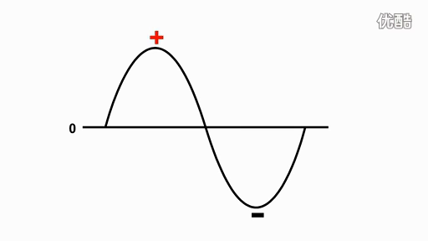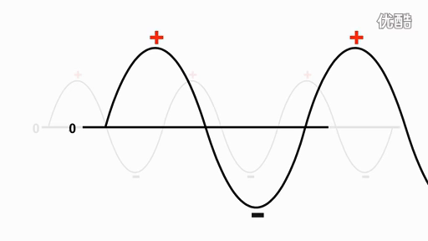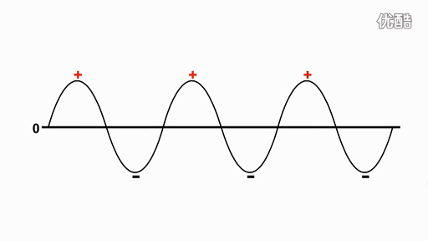Let's watch this one cycle a few times. Now, of course, this is only one cycle. It actually continues going up and down. And here I'm showing 3 cycles, but it just continues this changing from positive to negative, the definition of alternating current.